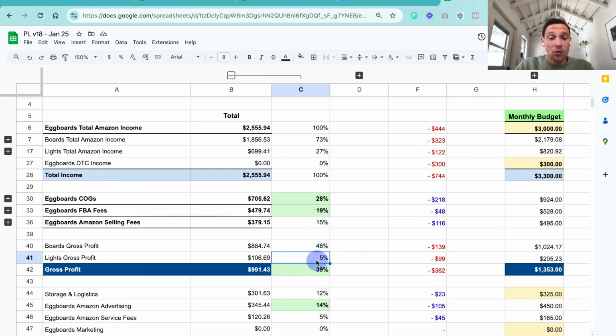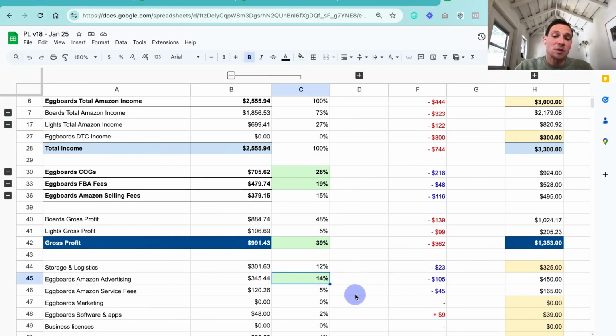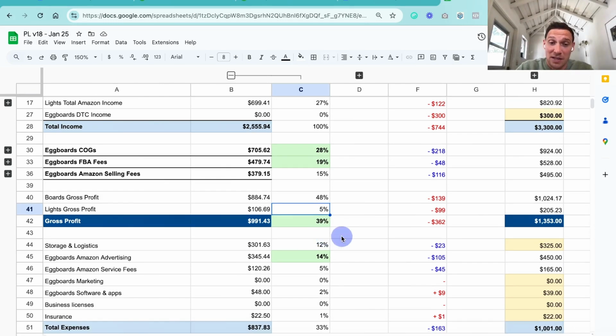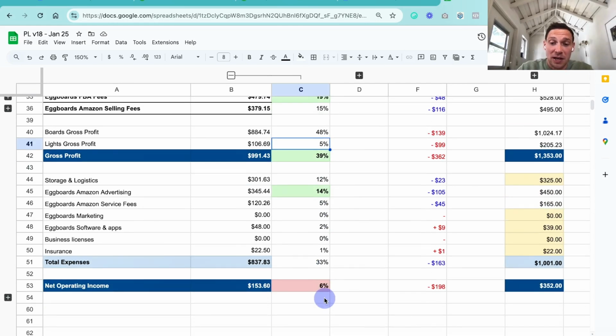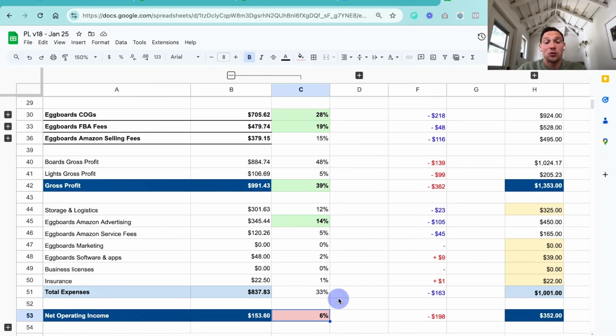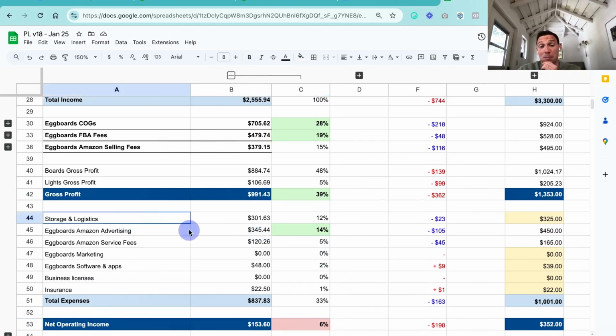The lights already have only 5% gross profit. So this means that I'm basically losing money on the lights as a business line, because my advertising cost is higher than the gross profit before spending for ads. The other numbers are okay. And the final result is a very low net operating income, because also these are mostly fixed costs.